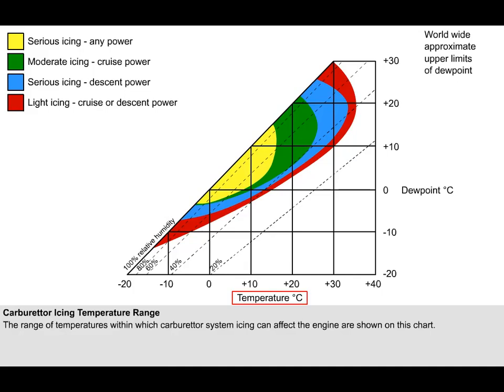The diagram has outside air temperature along the bottom and dew point up the side. The diagonal lines show the level of humidity in the air as a percentage. When the temperature and dew point are equal, the relative humidity will be 100% and cloud or fog will form.